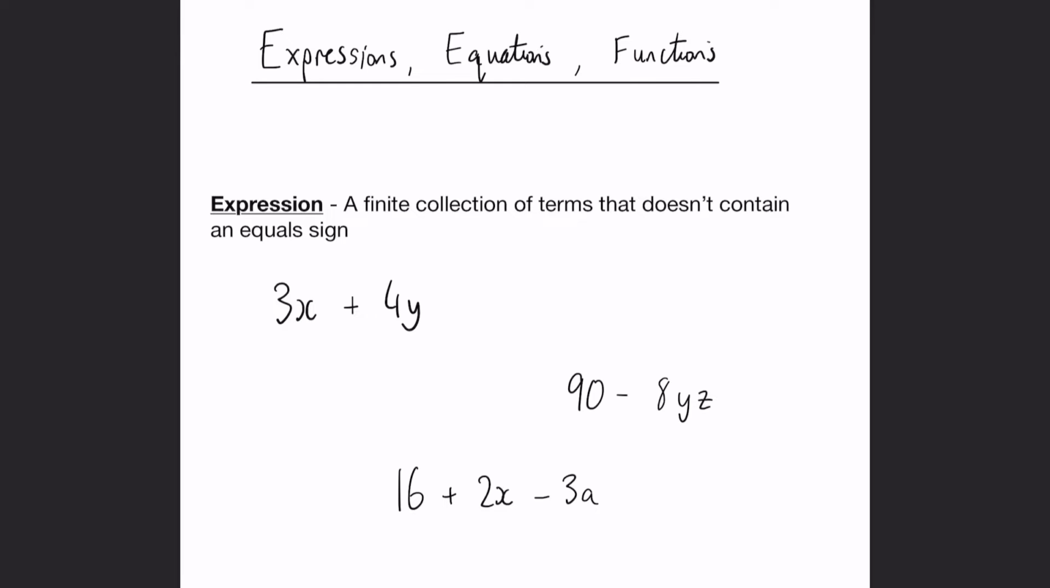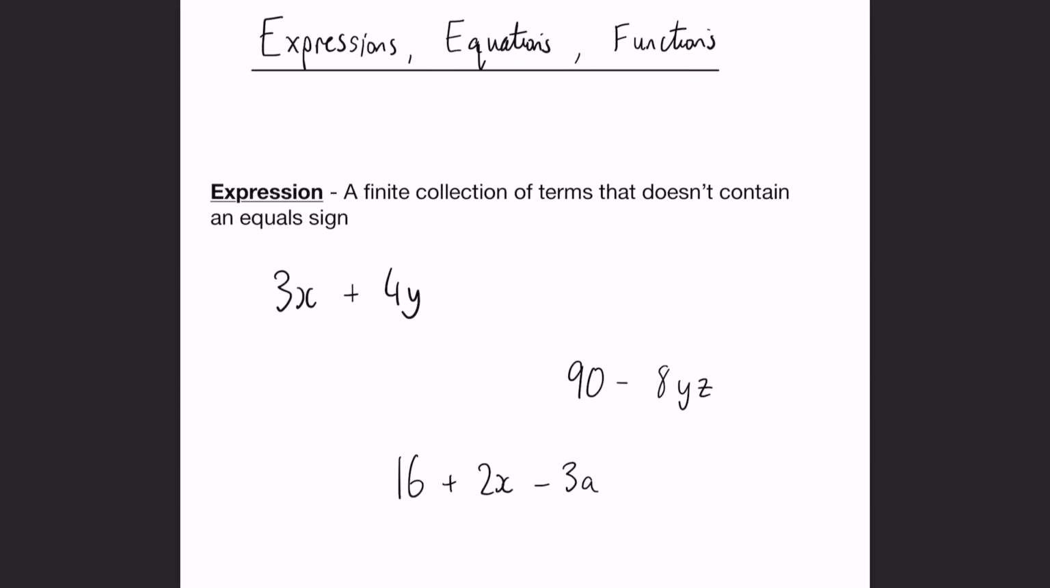Expressions are a finite collection of terms that do not contain an equals sign. I like to think of this as like a clause in English, so it doesn't really make much sense on its own, but it can be added to, for example, by an equals sign to make a bit more sense. So examples of this would be 3x + 4y, 90 - 8yz, and 16 + 2x - 3a. Obviously this list will be infinite, but this is just a few examples to get your head around it.